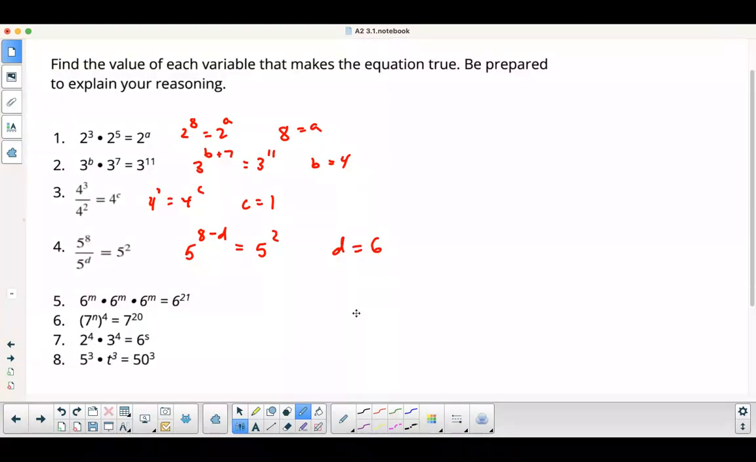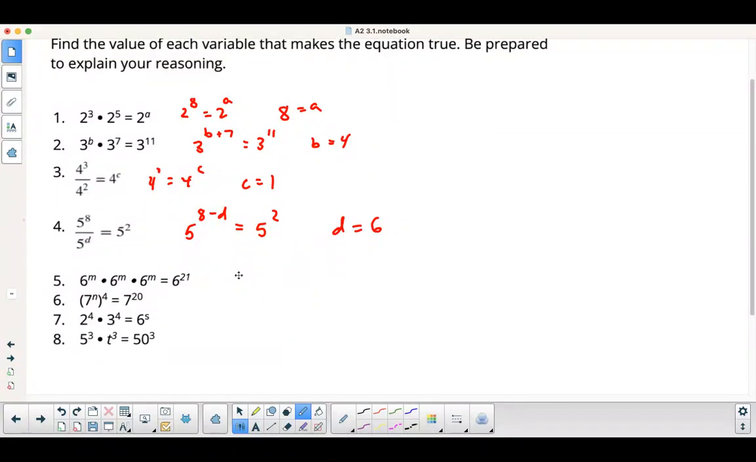All right. As we move down here, I'm going to add my powers. I'm going to get 6 to the m plus m plus m would be 3m equals 6 to the 21. So if I multiplied 3 times 7, I would get 21. That way they're equal. Over here, this would be power to a power, you multiply. So it's going to be 7 to the 4n equals 7 to the 20. So 4 times 5 would make this 20. So I'm going to make that 5.